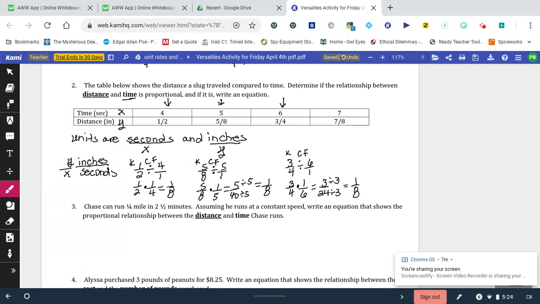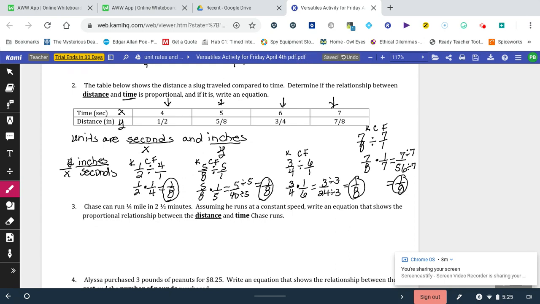So far it's proportional, but I have one more to check. This one here. All right, so the number of inches is 7/8 divided by the seconds, 7 seconds. Put 7 over 1. I'm going to keep, change, and flip. So I have 7/8 times the reciprocal of that would be 1/7. So I end up with 7 over 56. You can divide both of these by 7. So we end up with 1/8 as well. So all the way through, you end up with 1/8 in simplified form. Make sure you put them in simplified form.